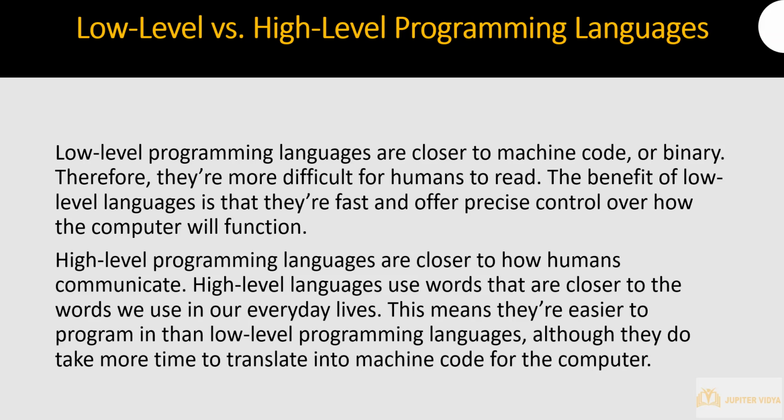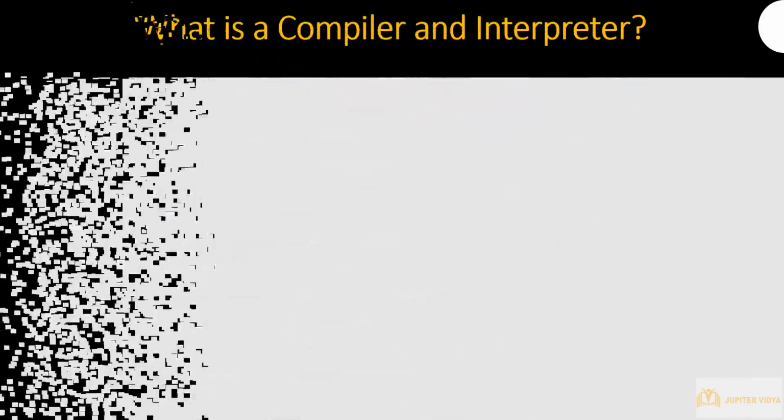They are very close to human languages. They use words and sentences that are very close to the human language which we use in our daily life. This means they are easy to understand and learn. Python is a high-level programming language.